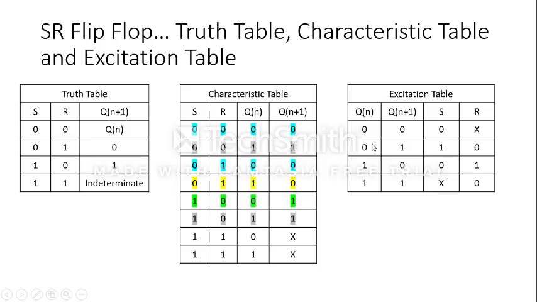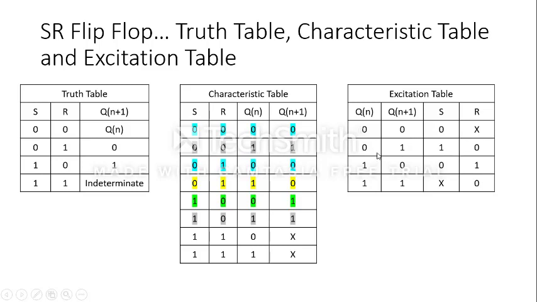You can check, I have marked this 0 0 condition with the cyan color. Here Qn is 0, Qn plus 1 is 0. Here also Qn is 0, Qn plus 1 is 0. So in these two conditions, S is 0 in both, but one time R was 0 and another time R is 1. So that means R is actually don't care. You have written that. So your excitation state for past output 0, present output 0: S will be 0 and R will be don't care.